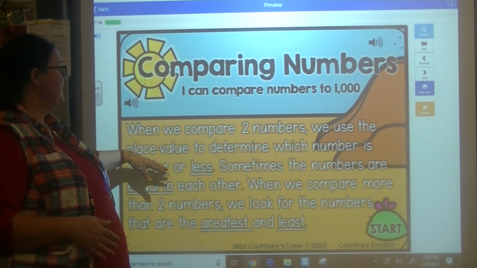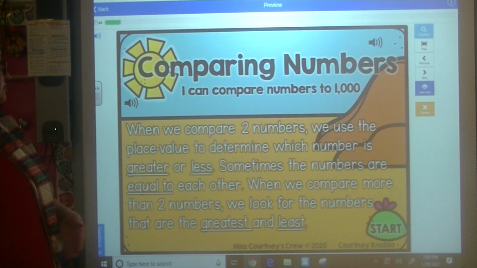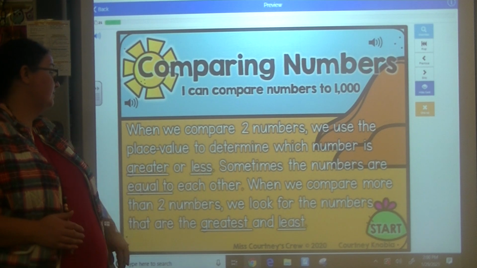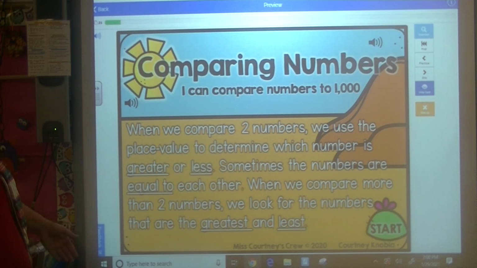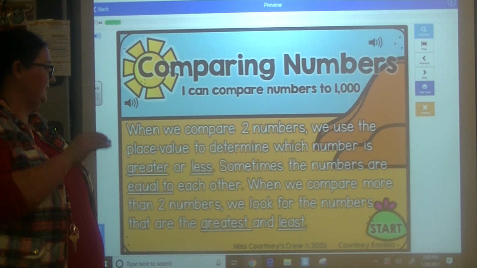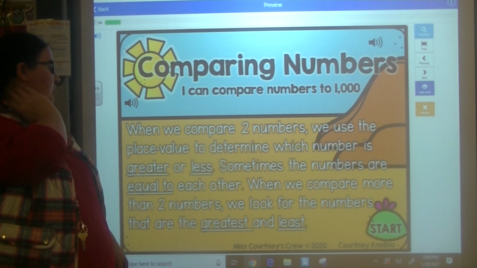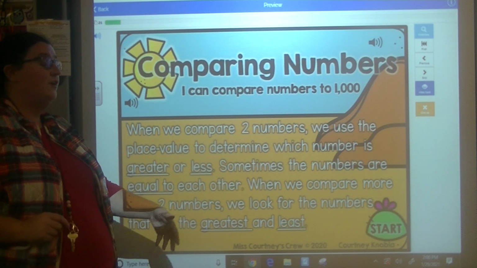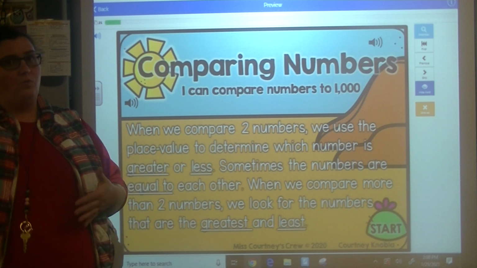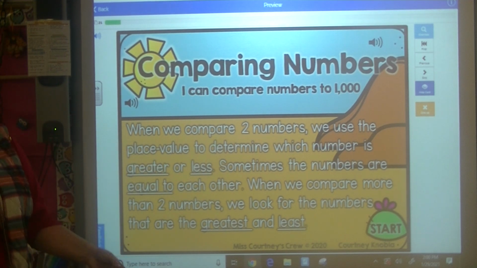Our card says when you compare two numbers, we use the place value to determine which number is greater or less. Sometimes the numbers are equal to each other, and we have looked at that, right? We've had a couple like that. When we compare more than two numbers, we can look at the numbers that are the greatest or the least. Which one is worth the most or the least? Greatest means biggest, least means smallest.